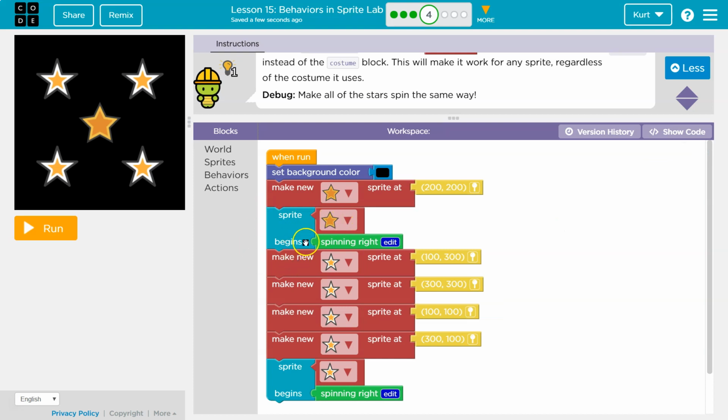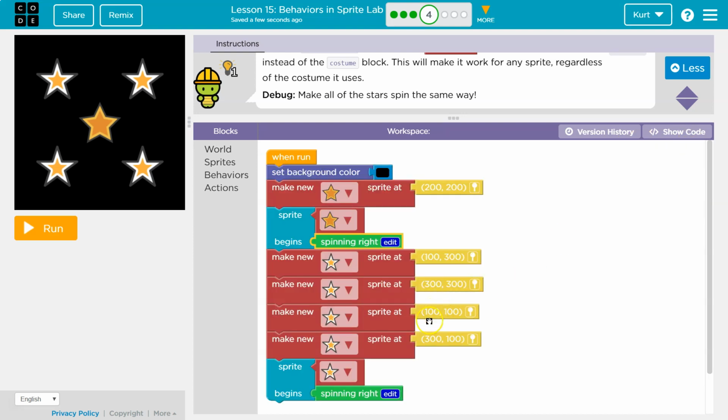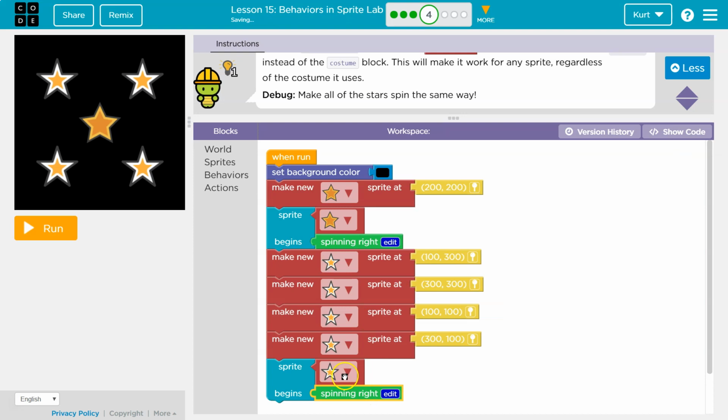this sprite here begins spinning right, and what's it spinning? The sprite, right? So that sprite's gonna spin. We could also do that down here, because this is the sprite that's gonna get to spin, and this sprite is going to be spinning right. Notice that it auto-changed, right? Because these are the same thing, but it's going to work for both. Because on both, we told it which one.